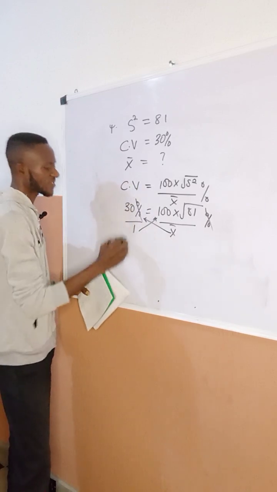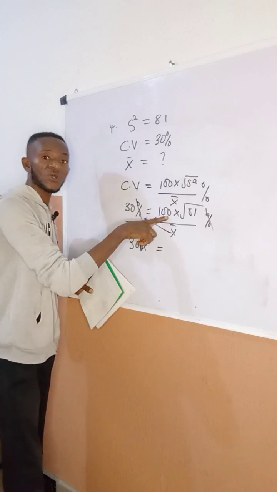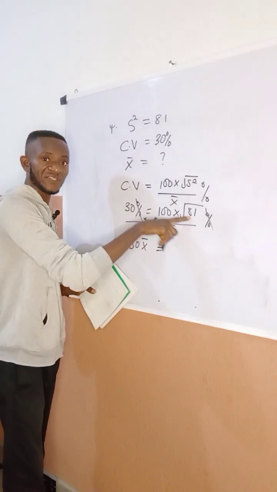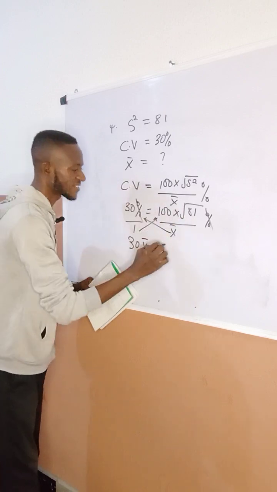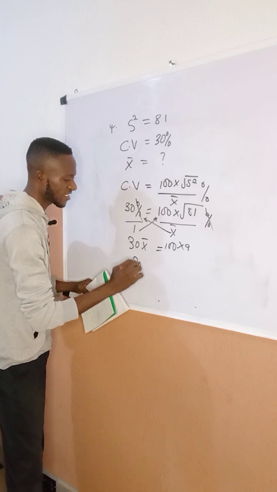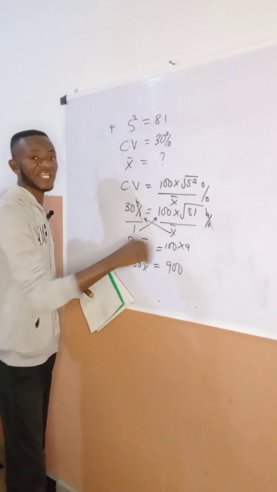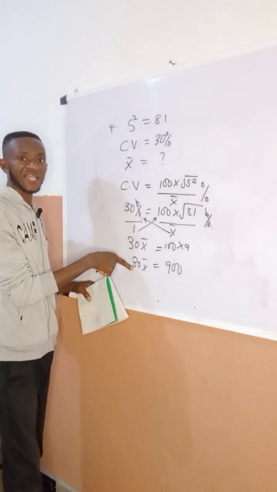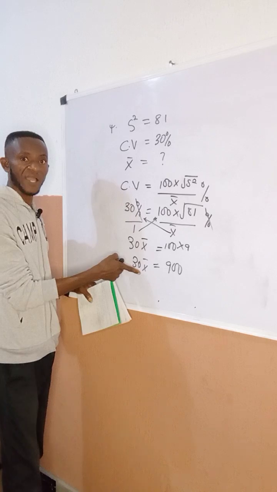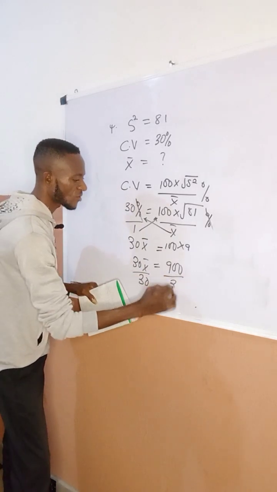And I say x bar times 30, I have 30 x bar is given as 1 times 100, which is 100, times root 81. This root 81 is just 9, so I can say 100 times 9. So 30 x bar is given as 900, because 100 times 9 is 900. To make x bar stand alone, I'll divide both sides by the coefficient of x bar. So this becomes over 30, and this becomes over 30.